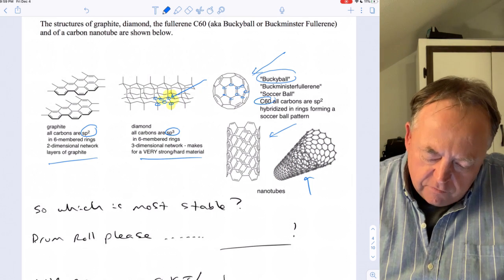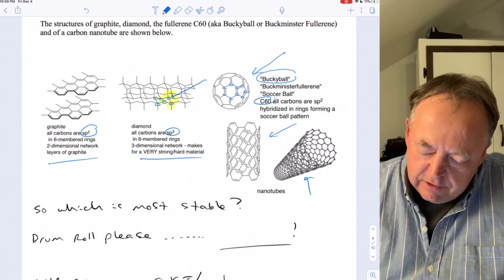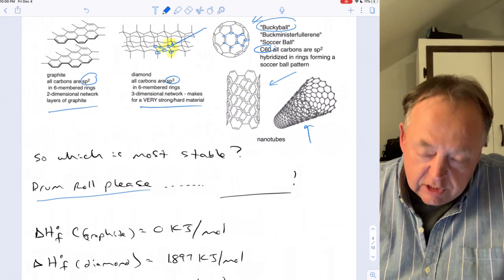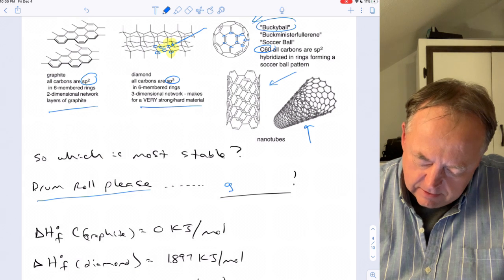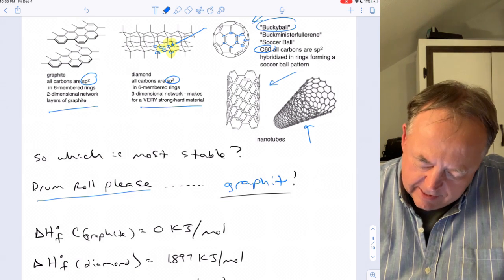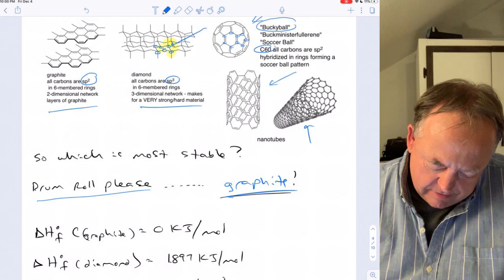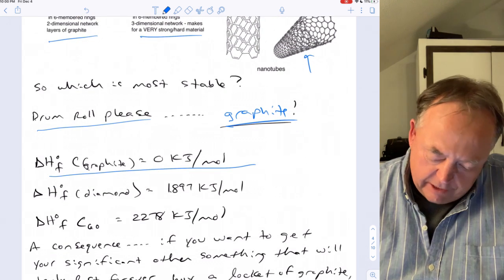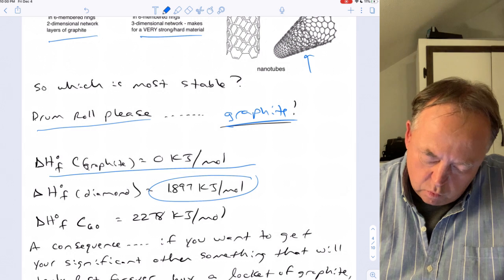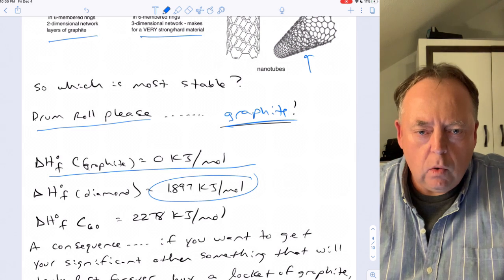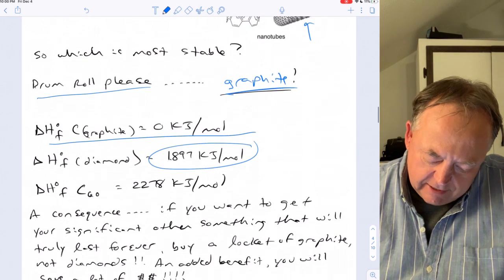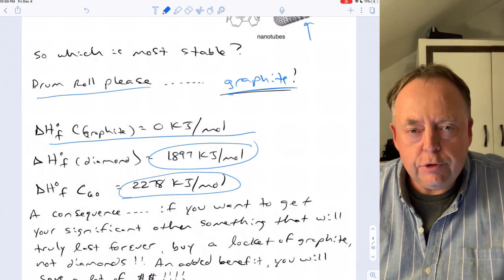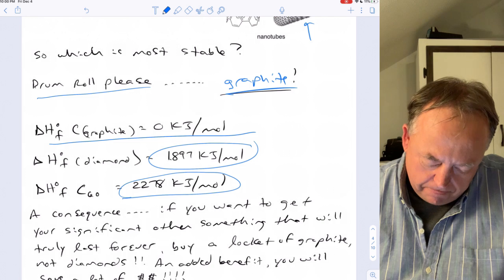So which is the most stable form of carbon? Is it graphite, diamonds, or fullerenes? Drum roll please. The most stable form of carbon is graphite. Graphite then has a heat of formation value of 0, and diamond is 1.897 kilojoules per mole less stable than graphite, and fullerenes are significantly less stable, 2,278 kilojoules per mole less stable than graphite.